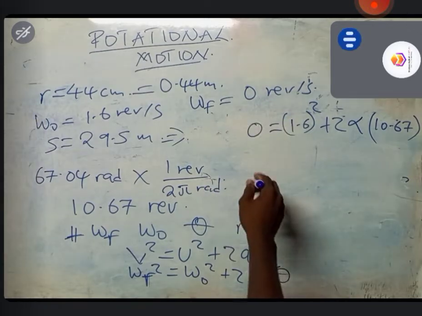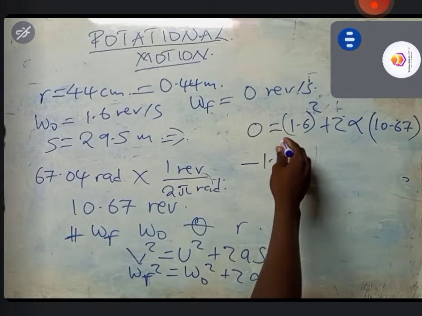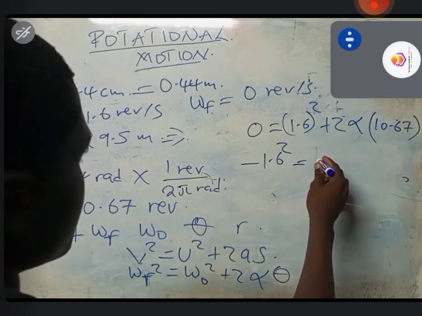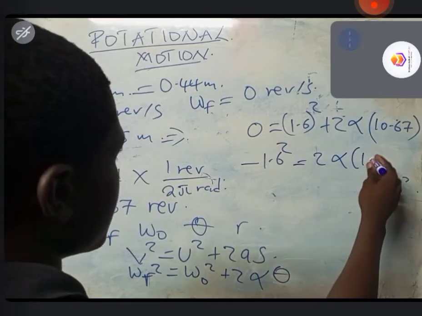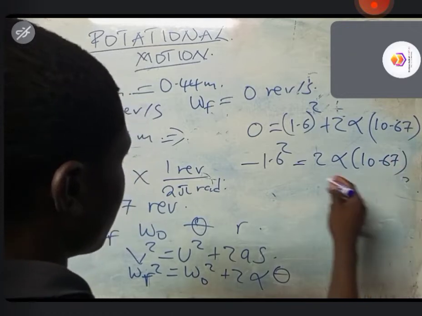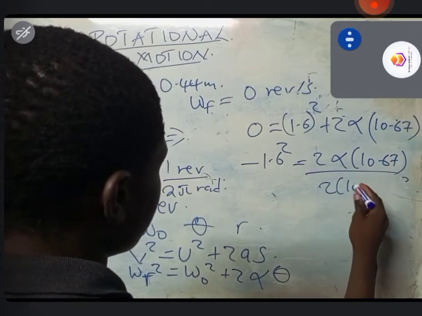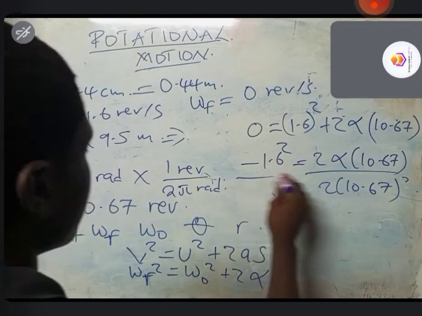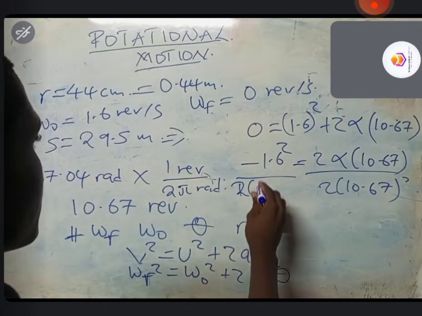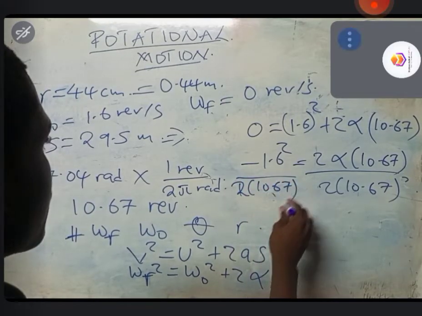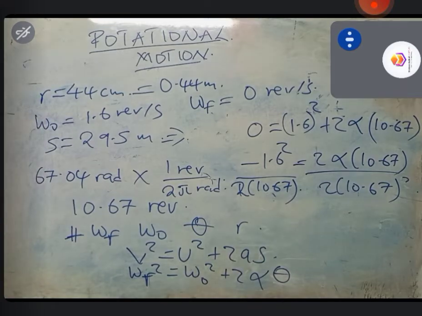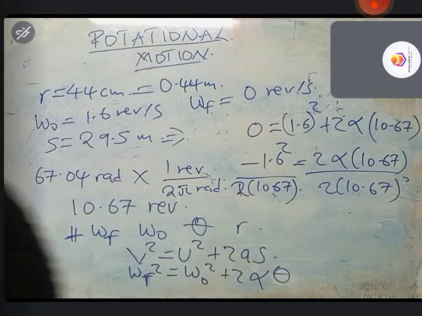So this one goes to the other side to be negative 1.6 squared equal to 2 alpha 10.67. So we divide by 2 times 10.67. If your answer doesn't come out, then there's a mistake somewhere. Divide and see what you're getting. So what you're finding in this case is the angular acceleration.